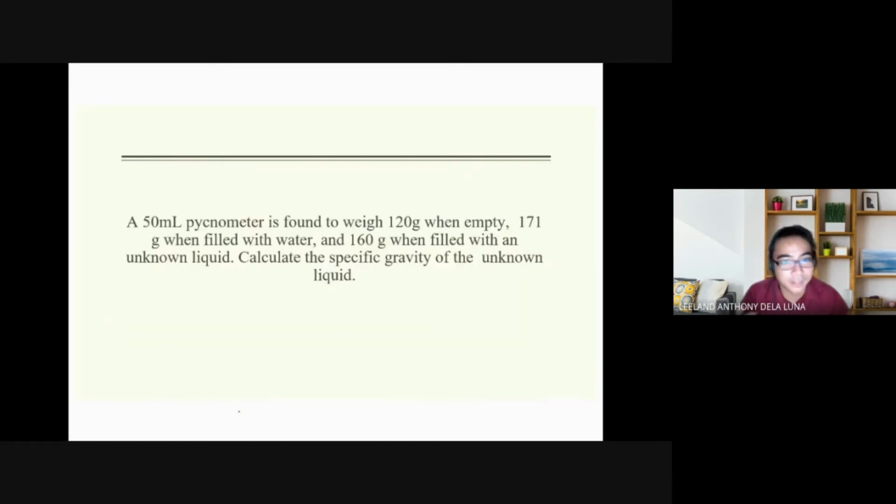Okay, so let's have an example here. A 50 ml pycnometer is found to weigh 120 grams when empty, 171 grams when filled with water, and 160 grams when filled with an unknown liquid. Calculate the specific gravity of the unknown liquid. So, subukan natin kung kaya magsulat dito ngayon. Here class, we are given the weight of both water and another substance. So ibig sabihin, we can compute separately yung density ni water at saka nung substance na to. So sulat natin given natin.